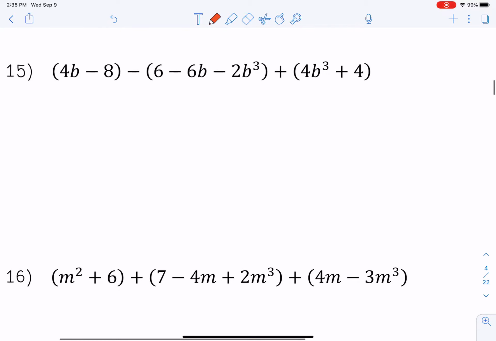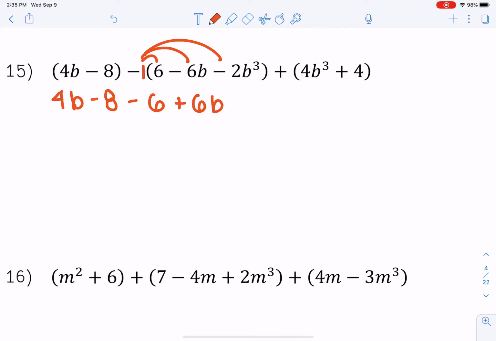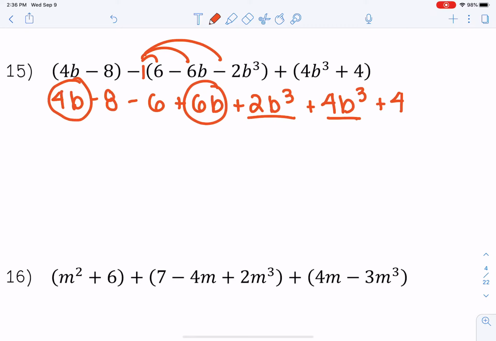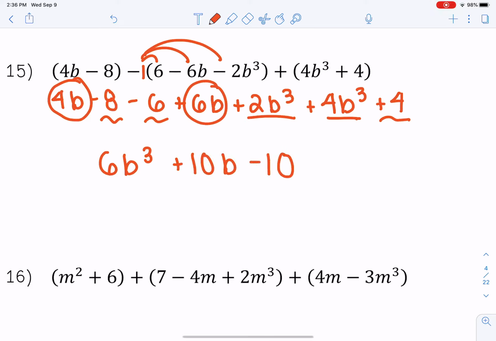Surprise. We have a minus 1, so let's remember to distribute that. So we get minus 6 plus 6b plus 2b cubed plus 4b cubed plus 4. Now we're going to combine like terms. So we'll get 6b cubed plus 10b minus 10.